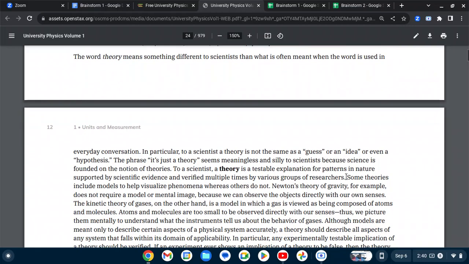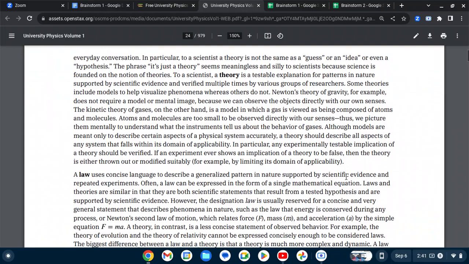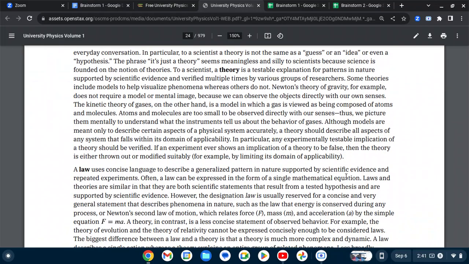The word theory means something different to scientists than what is often meant when the word is used in everyday conversation. In particular, to a scientist, a theory is not the same as a guess or an idea, or even a hypothesis. The phrase, "it's just a theory," seems meaningless and silly to scientists because science is founded on the notion of theories. To a scientist, a theory is a testable explanation for patterns in nature supported by scientific evidence and verified multiple times by various groups of researchers.